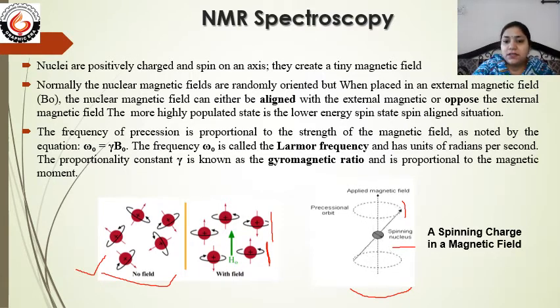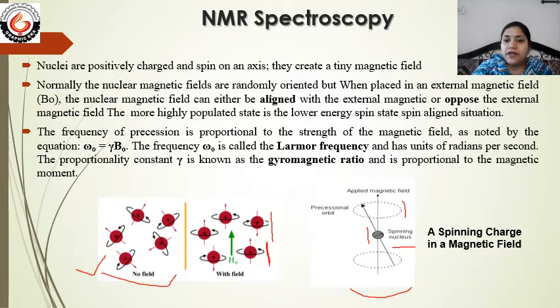That means here the center has its own spinning, and in a magnetic field it has another spinning, which is known as precessional motion. So the precessional motion is different and spinning is different. It has two types of motions, and the frequency of precession is proportional to the strength of the magnetic field. The more the magnetic field, the more the precessional speed increases. So it is directly dependent on the magnetic field we apply.